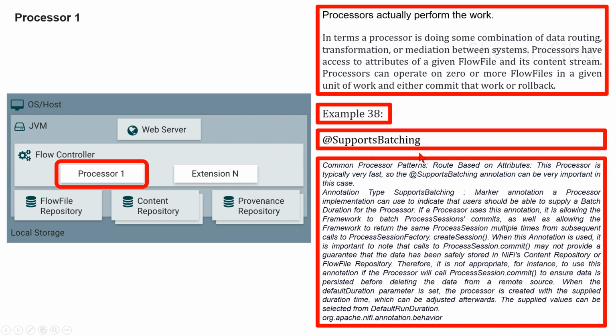This processor is almost identical to the route data based on content processor described previously. It takes two different forms, one-to-one and one-to-many, as do the content-based routing processors. This processor, however, does not make any call to the ProcessSession read method, as it does not read FlowFile content. This processor is typically very fast, so the @SupportsBatching annotation can be very important in this case.